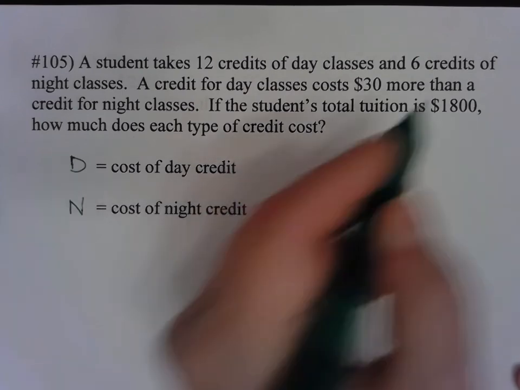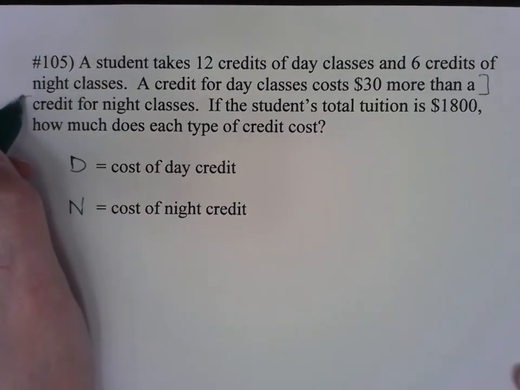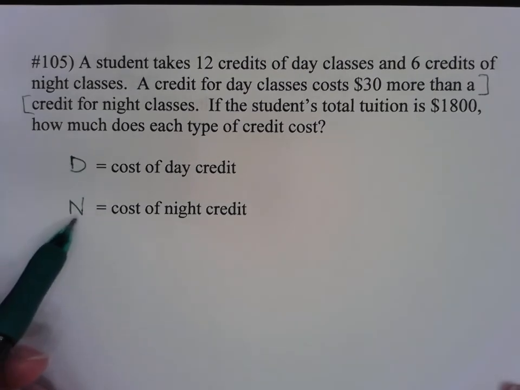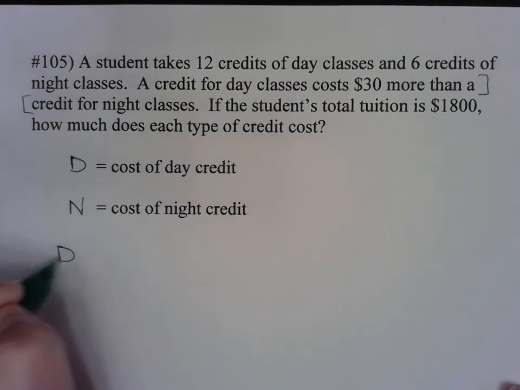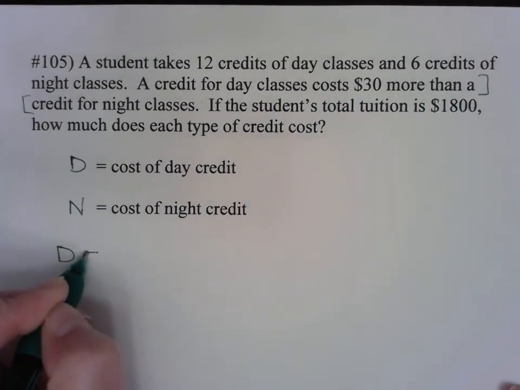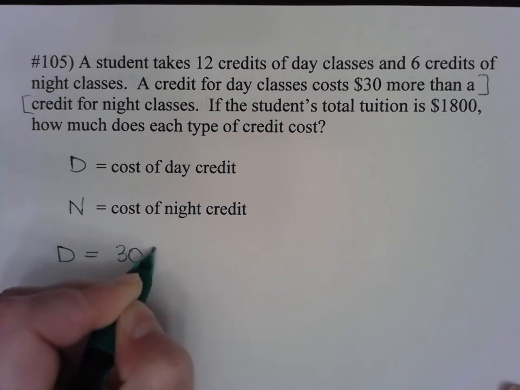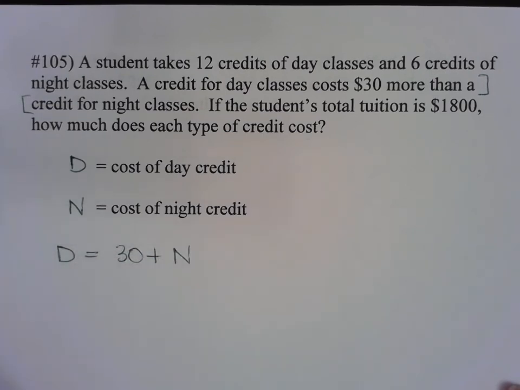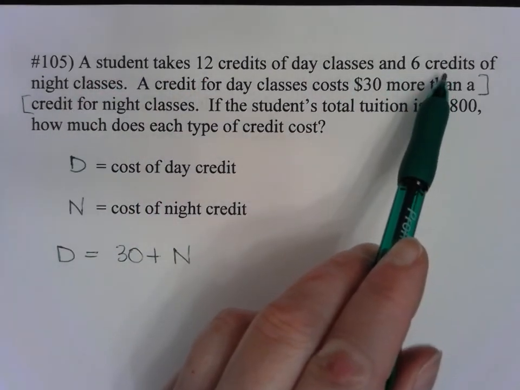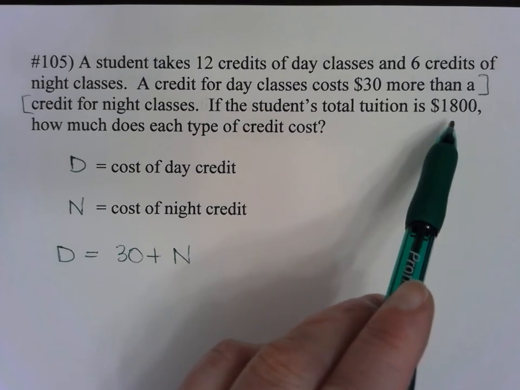Okay, this middle sentence right here tells us the relationship between the cost of the day and cost of the night, right? A credit for day classes, that's D, costs $30 more than a credit for the night classes. Okay, so we have this relationship. All right, and then we're told about this particular student who takes this many day classes, this many night classes, and pays this much money.